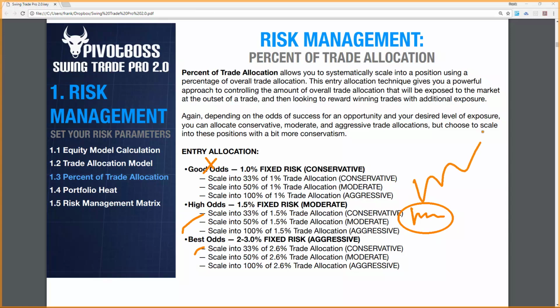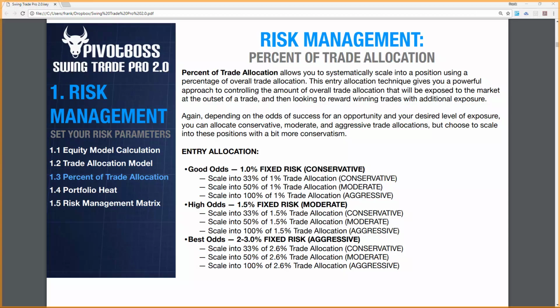If volatility is higher and things are moving the way you like, then perhaps you go a little bit more aggressively, scale in a little bit bigger. So again, a lot of different ways to choose to enter a trade based off of your level of risk exposure, your trade allocation, the odds of profitability for an opportunity, all those various things, blending them to provide a pretty sound approach for entries. So again, a great way to scale into trades based off your trade allocation.